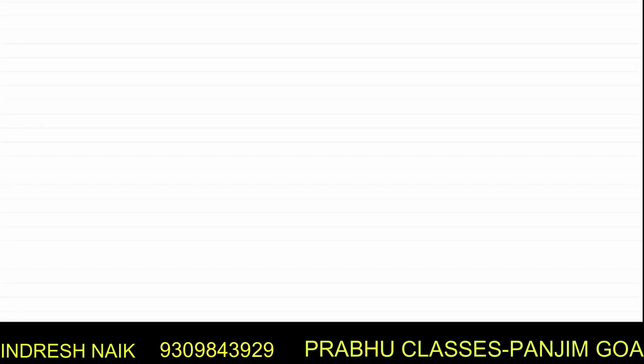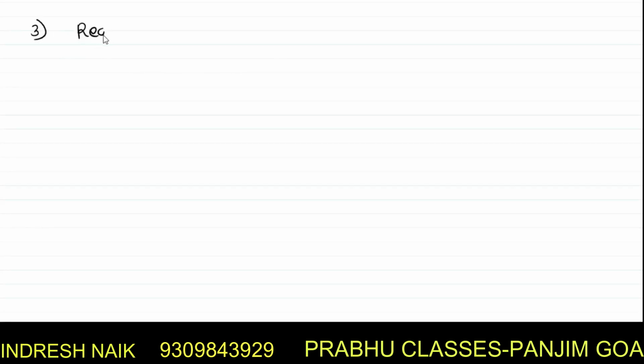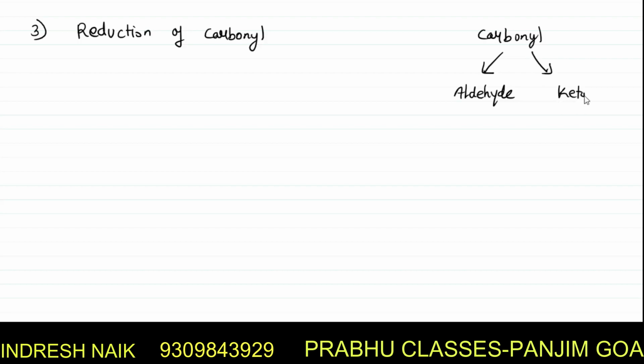The next method of the preparation of alcohol, I'll write this as the third method, that is reduction of carbonyl. Now, what is the meaning of carbonyl? Carbonyl means it is either an aldehyde functional group or a ketone functional group. So, reduction of the ketone.